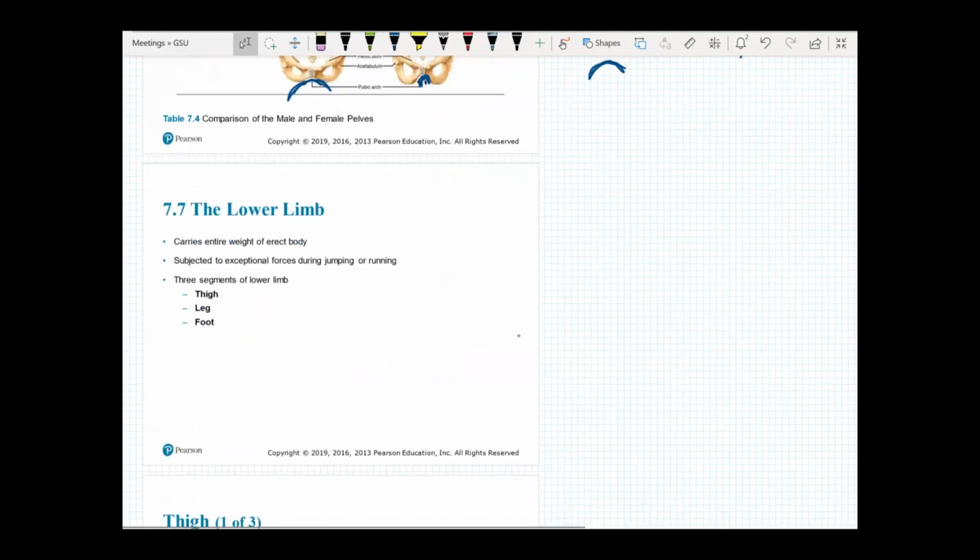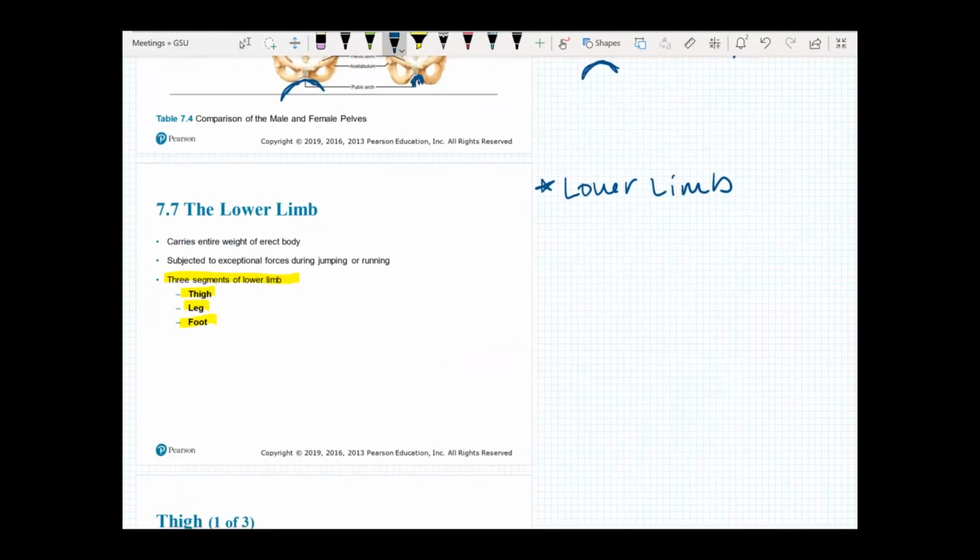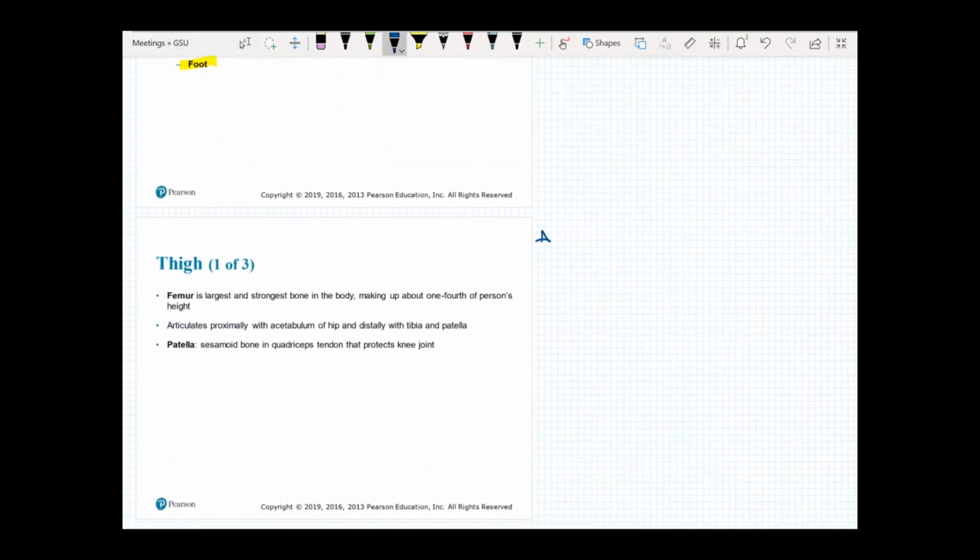Okay, the last section is going to be the lower limb. So looking at your lower limb, it's going to be just like your arm, where it's going to be segmented into sections: your thigh, your leg, and your foot. So when we start at your thigh, you're going to have one bone, and it's going to be the femur.